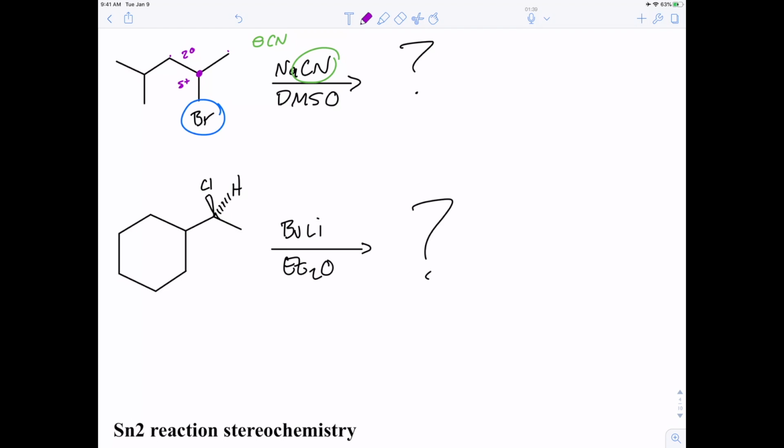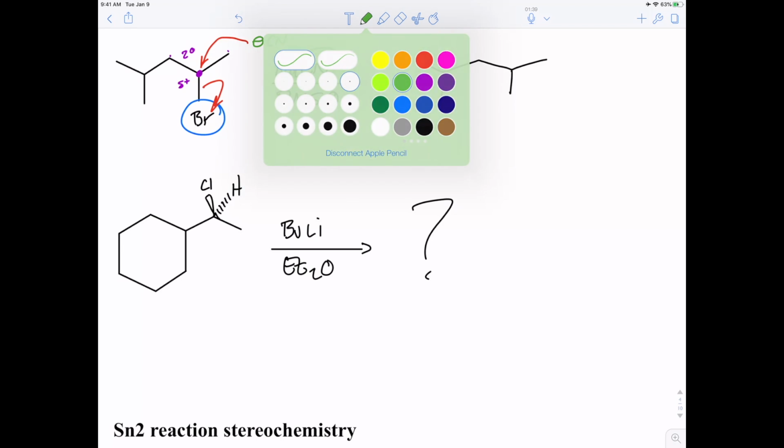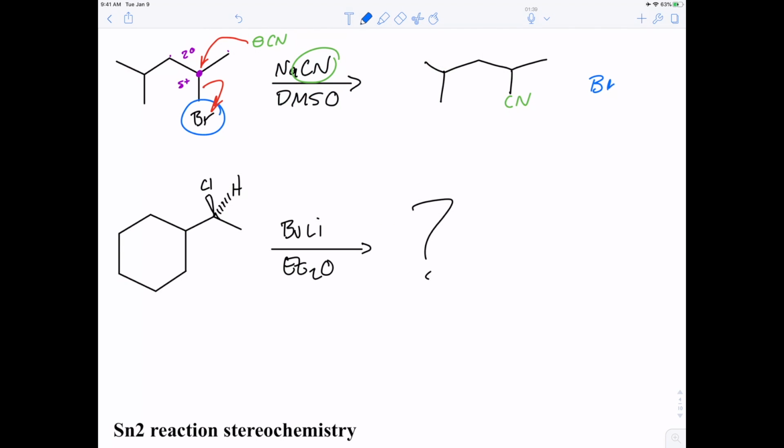So let's go ahead and bring our nucleophile in, attacking at that carbon center. That's going to make a new bond and force this bromine to leave. And that'll give us a product that looks like this. Nothing changed about any of the rest of it, and our cyanide came in and attacked right here. And then the bromine is off by itself, nice and stable, with a negative charge on its own.